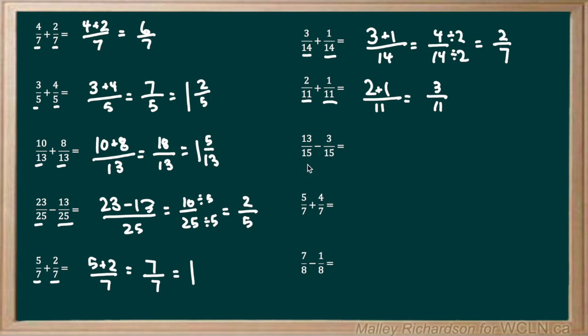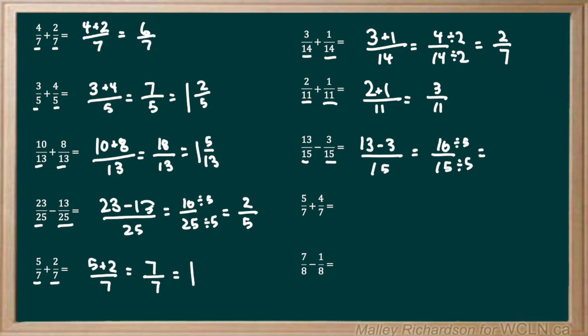Now we have 13 over 15 minus 3 over 15. They both have the same denominator, so we're just going to subtract the numerators over 15. 13 minus 3 gives us 10, so we have 10 over 15. And 5 can go into both 10 and 15, so we're going to divide the top and the bottom by 5. Where 10 divided by 5 is 2, and 15 divided by 5 is 3. So 2 over 3 is our final answer.